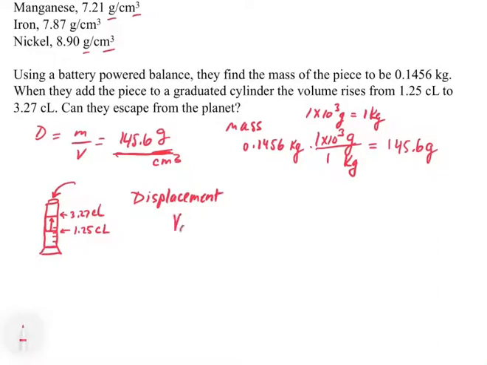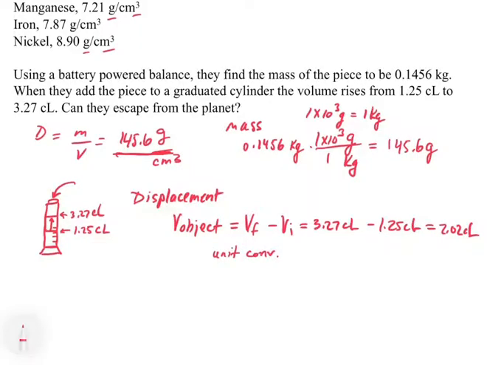So if we want to get the volume of the object, we can take the final volume minus the initial volume, and that should give us the volume that's displaced by the object. In this case, we can take 3.27 centiliters minus 1.25 centiliters, and this will give us 2.02 centiliters. Now we have a volume, but the problem is we have to get this volume into cubic centimeters. So let's look at our unit conversions that we have in our palette.